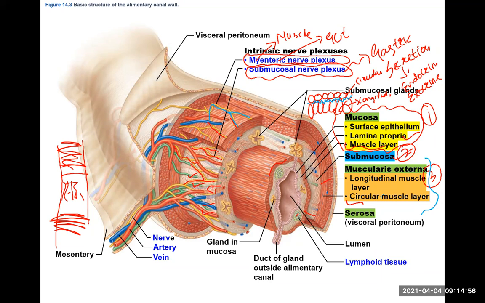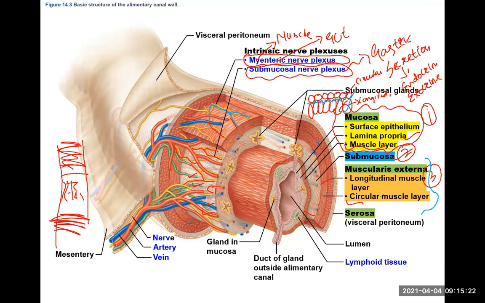We are able to move the muscles only when the motor neurons innervate them, isn't it? And then only I can move my muscles. Similarly, these two muscles can show alternate contractions only if they get what? The innervation from the what? Myenteric nerve plexus. Obviously from the neuron.